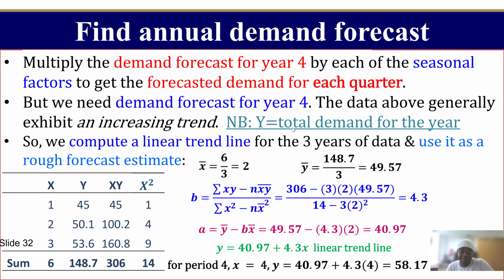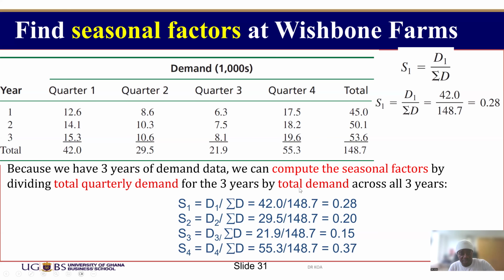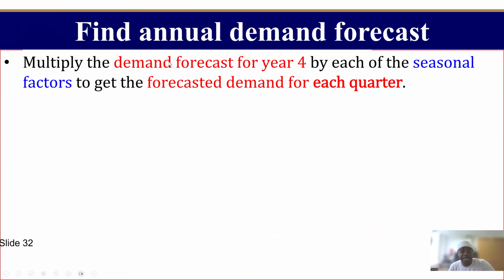You remember the seasonal factors are here. We said that if you want to get the quarterly demand, or the seasonal demand forecast, you just have to multiply by the seasonal factors. What was that statement? Multiply the yearly forecast, which is this statement here, by the seasonal factors to get the quarterly forecast demand. That's it.